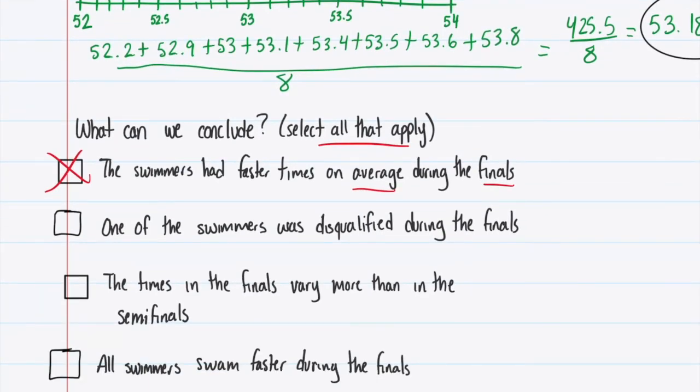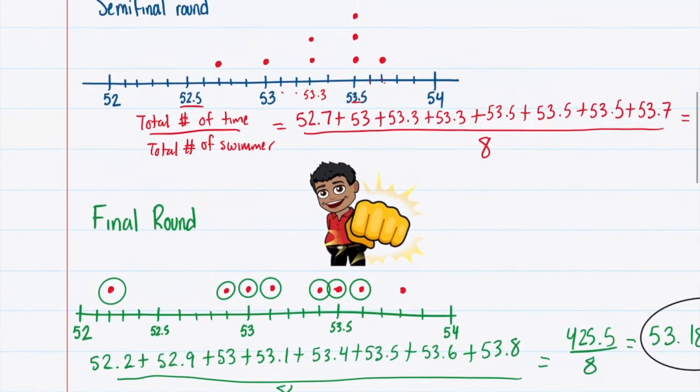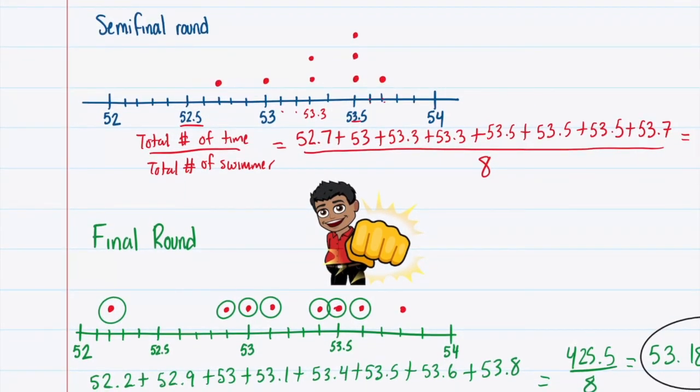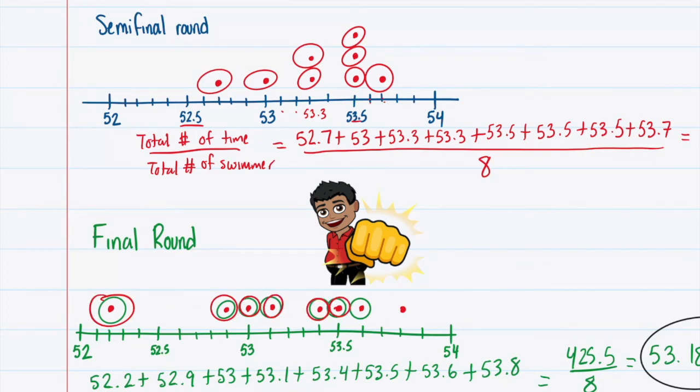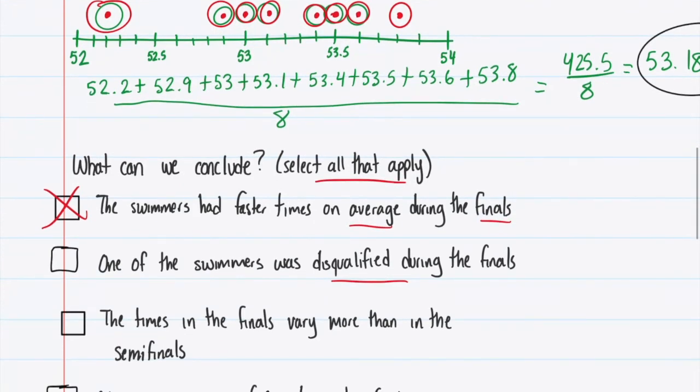One of the swimmers was disqualified during the finals. Is that true? How can we check if one of them was disqualified? Simple. How many swimmers were in the semifinal? 1, 2, 3, 4, 5, 6, 7, 8. So if somebody was disqualified in the final, there should only be 7. Let's count them. 1, 2, 3, 4, 5, 6, 7, 8. So you see, because there's still 8 swimmers, nobody was disqualified.